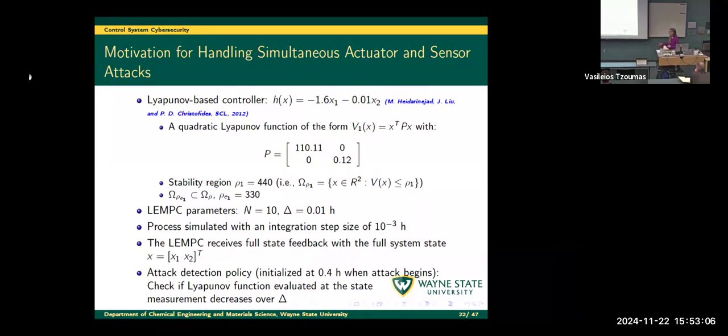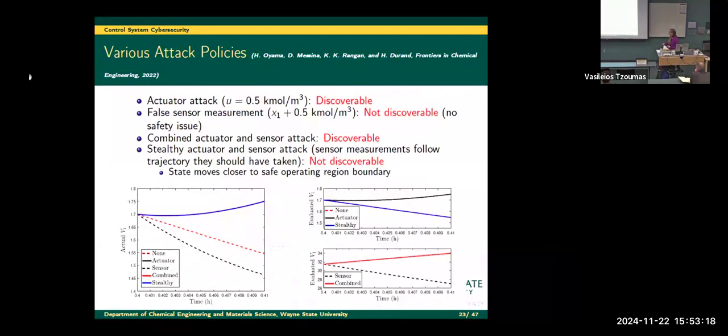And we're going to initialize an attack detection policy. And here's what it's going to be. Check if the Lyapunov function decreases over the sampling period when we evaluate it based on the measurement that we're getting from the sensors. And so now we can look at some different types of attack policies and try to better understand from this what's the difference between a cyber attack and a fault.